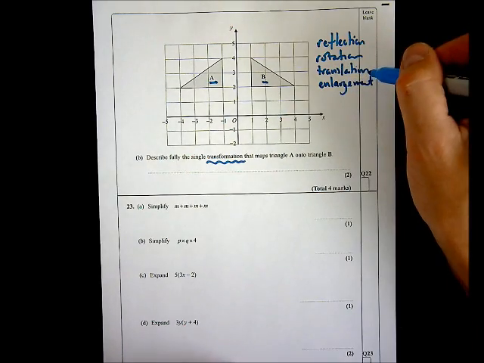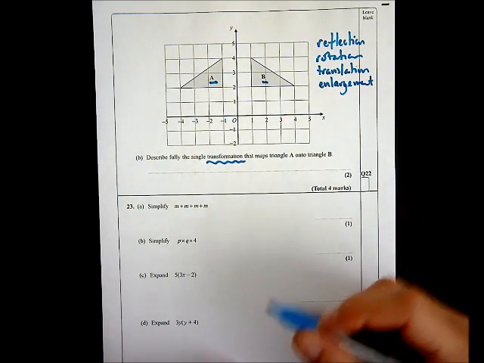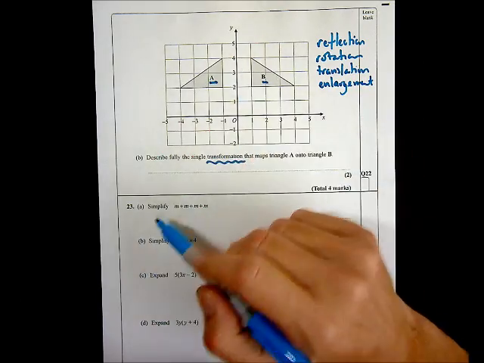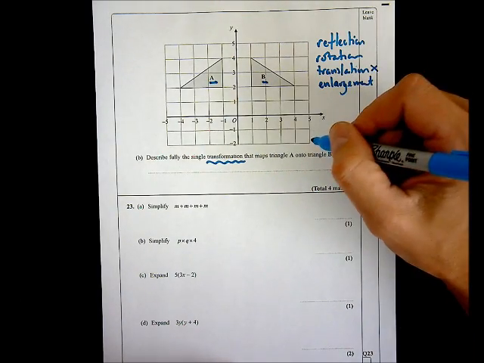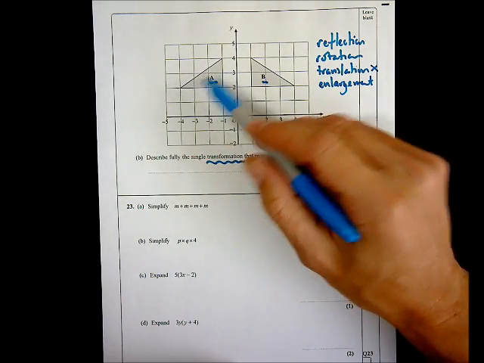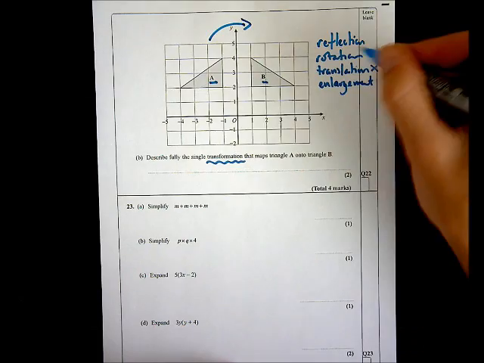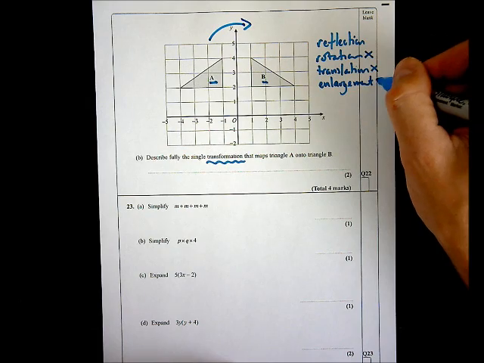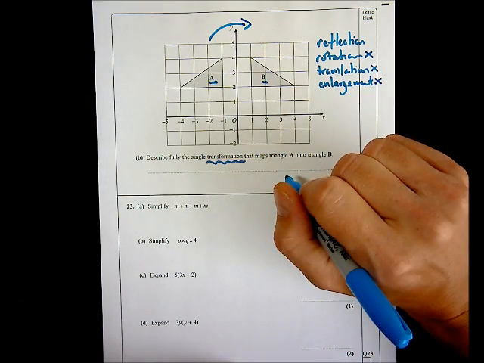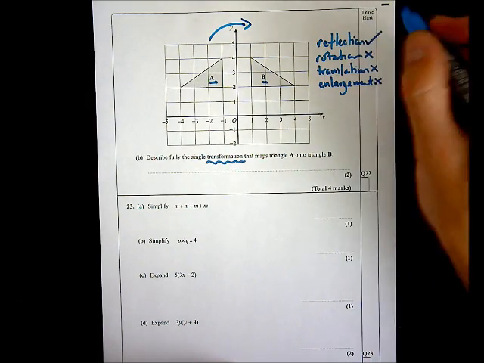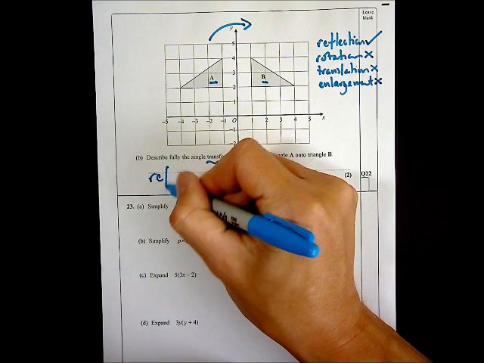Now translation is a movement, so I can see that the shape hasn't been moved as it has flipped over, so it's not a translation. I can also see that it's not a rotation. I could try with tracing paper, but I can't spin this shape round and make it go onto shape B, so it's not a rotation. And similarly, the shape hasn't enlarged, so that rules out enlargement. So it must be a reflection. So the first word I'm going to write down is reflection.